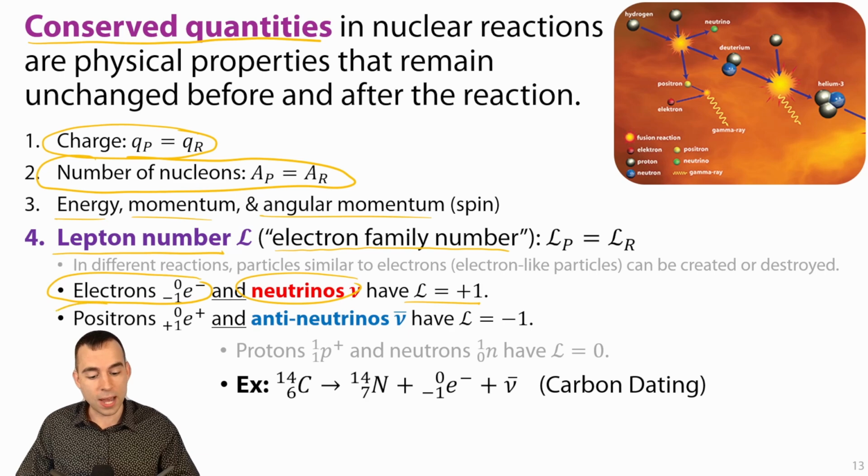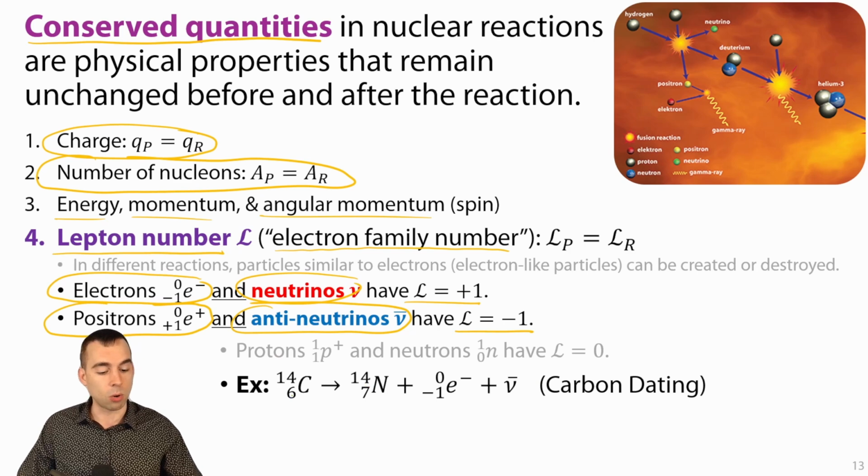A positron is the antiparticle of an electron. It's like a positively charged electron with the same mass, and that has a lepton number of -1. Same with antineutrinos, another type of particle that we'll talk about in a sec, which has a lepton number of -1. So if we look at this reaction down at the bottom here, where we have carbon-14 turning into nitrogen-14, an electron and an antineutrino, we can keep track of all of our different numbers that need to be conserved.